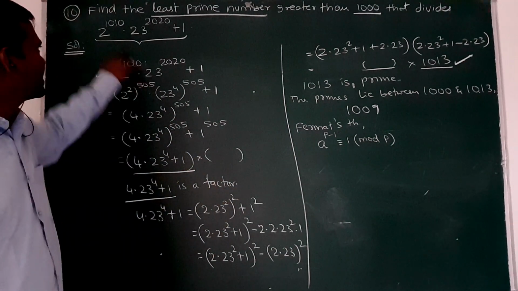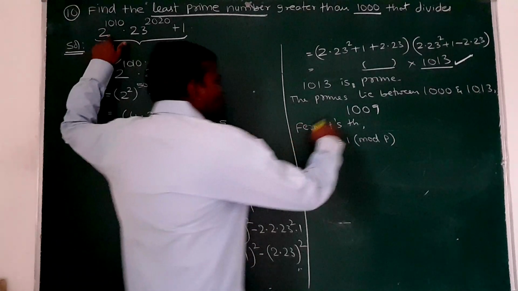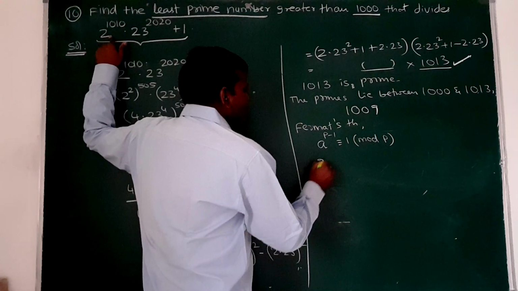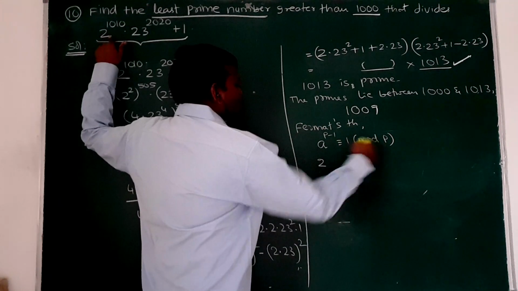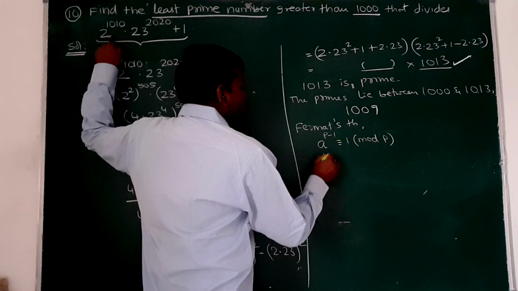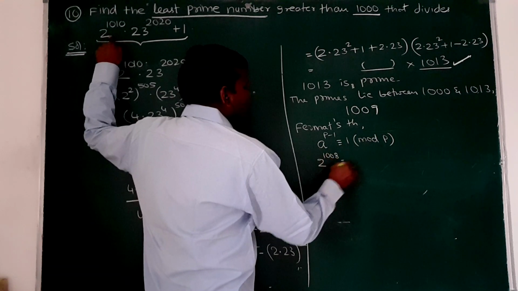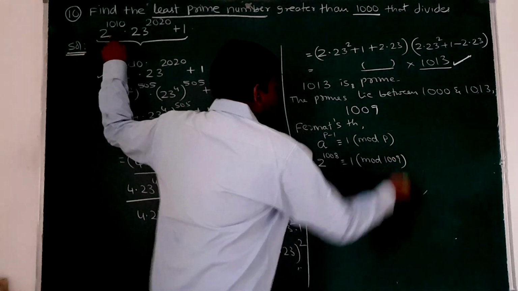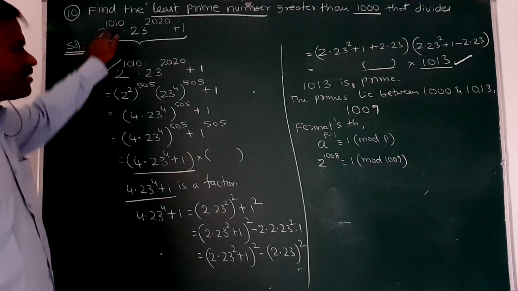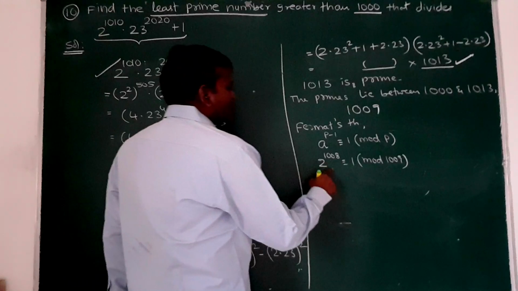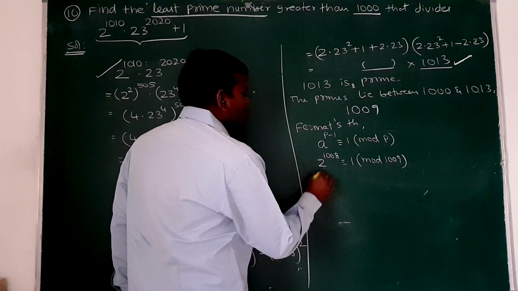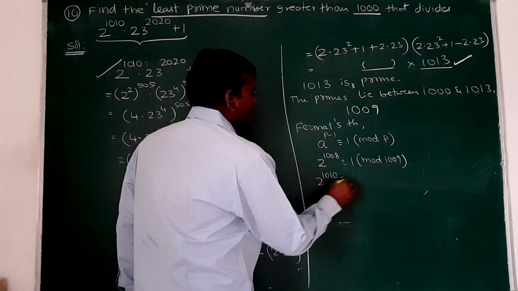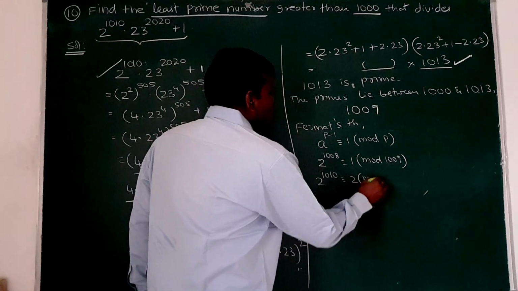So I will use that one here. Here the base is 2, and this applies to coprime numbers only. So 2 power 1009 minus 1, that is 2 power 1008, is congruent to 1 mod 1009. But I want 2 power 1010. So if I multiply both sides by 2 square, I am getting 2 power 1010 is congruent to 4 mod 1009.